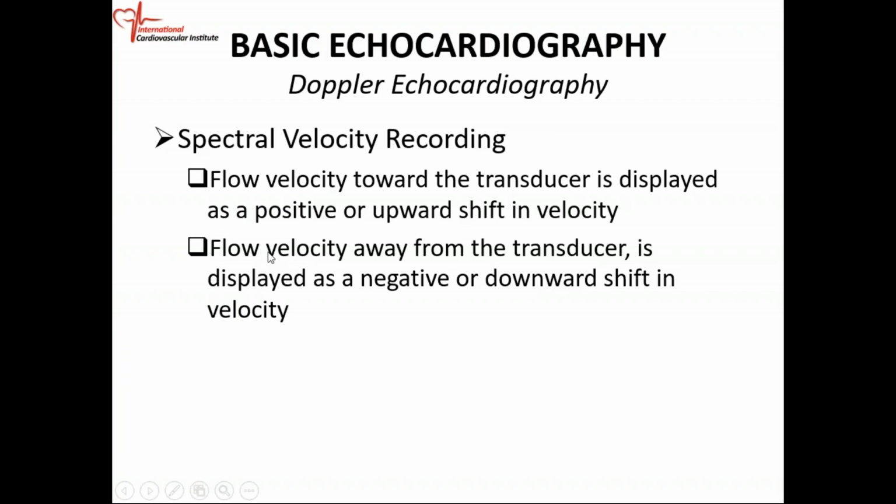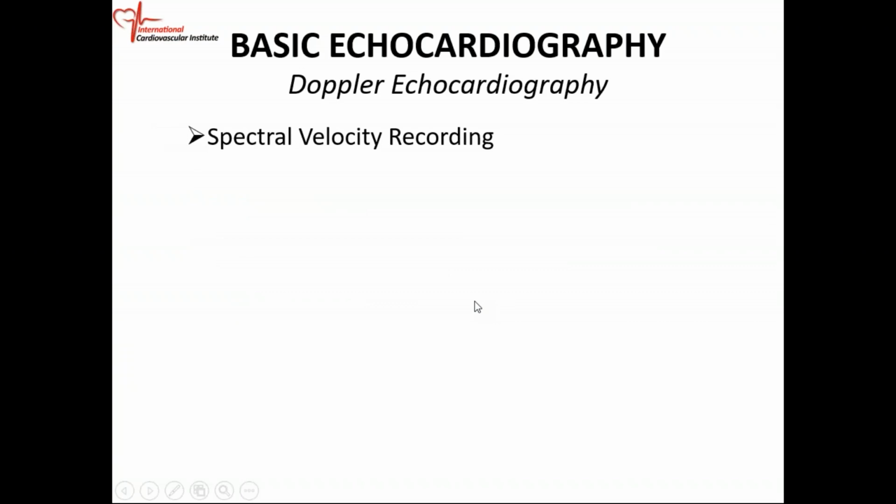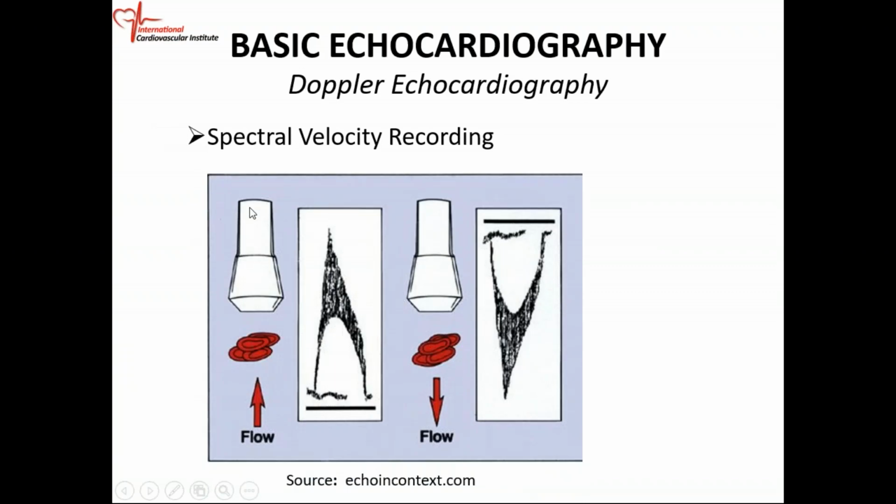As opposed to when you have flow velocity away from the transducer, it is displayed as a negative or downward shift in the velocity. And this is what we mean. All right, you have your transducer on the patient's chest and you're looking at, say, the flow of blood. If blood, or any tissue, is moving towards the transducer, this is our baseline, it's going to give you an envelope above the baseline.